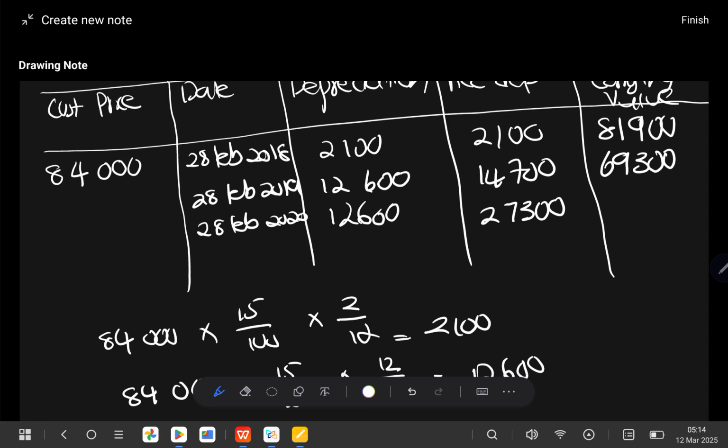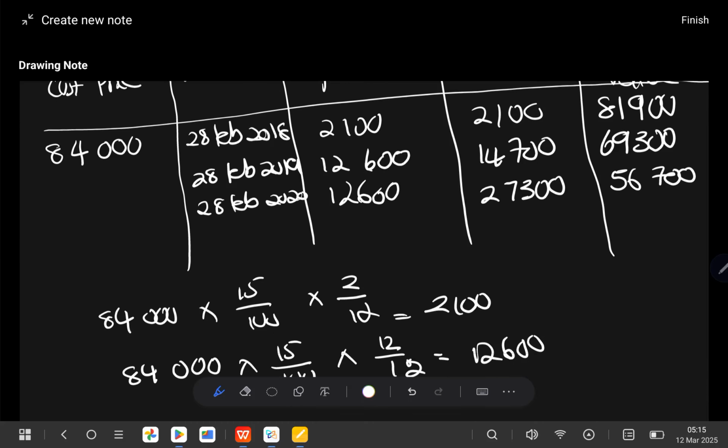27,300. Now let's check our carrying value. Our carrying value will be 84,000 minus 27,300, which will give us 56,700. Okay, so let's check. So remember, even if you say 69,300 your carrying value, and then you subtract depreciation for the year, which is 12.6, it should still give you the same 56,700. So our information is corresponding.